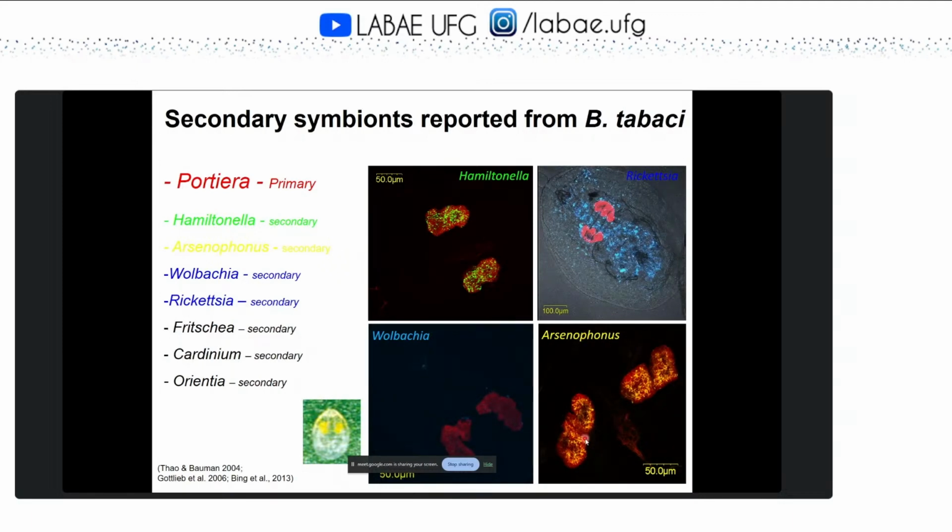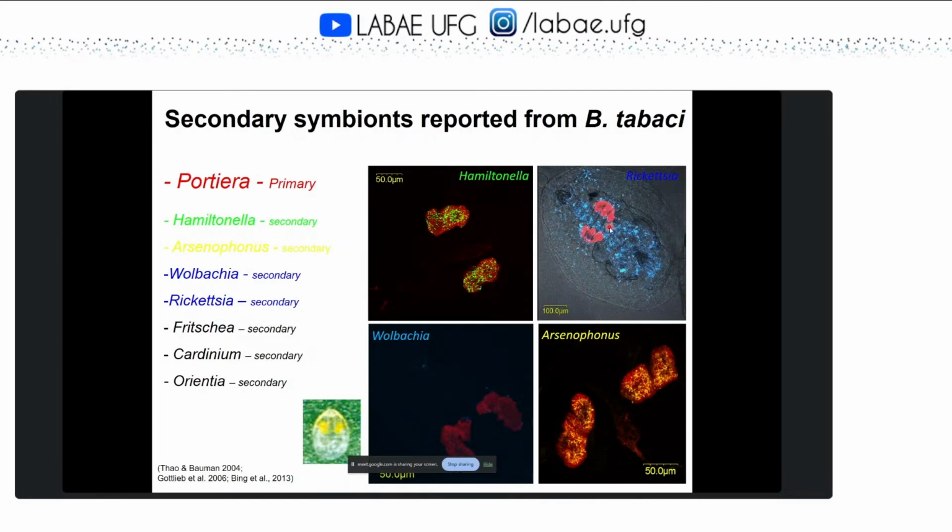Wolbachia, for example, we found mostly inside the bacteriosome, but sometimes we can see some cells outside. But the only symbiont we saw outside of the bacteriosome is Rickettsia. Rickettsia is found in all the body cavity, but not inside the bacteriosomes. And this turns out to be a very interesting bacteria that I will mention later.